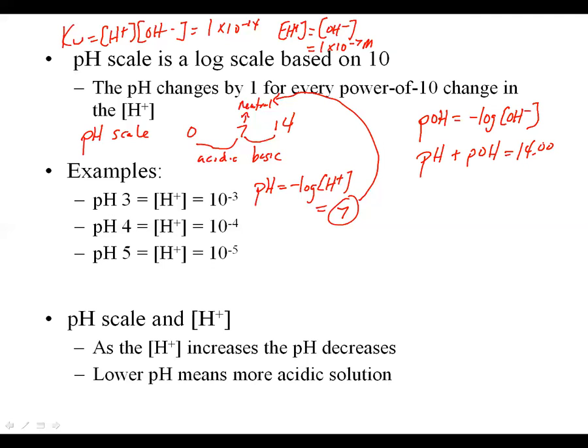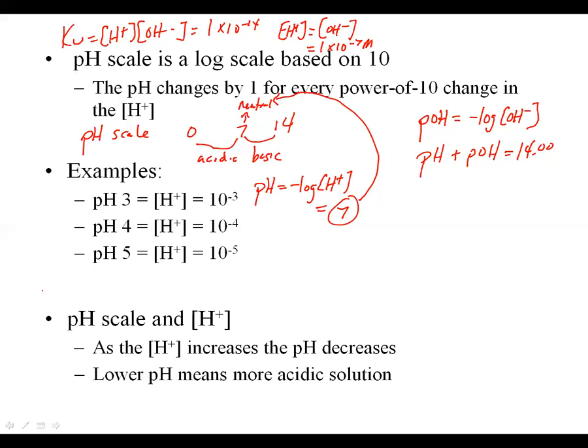If you're given the OH minus concentration, that allows you in certain cases to calculate the pOH, and then you can subtract it from 14 and get yourself to the pH. If you have the H plus concentration, you could calculate the pH directly. You could also use Kw to figure out the H plus or OH minus concentration and then go into both of them.